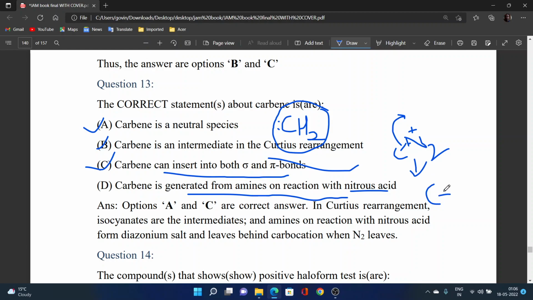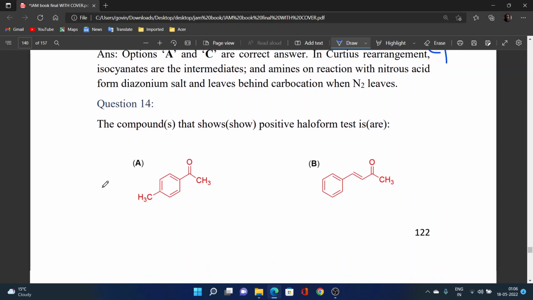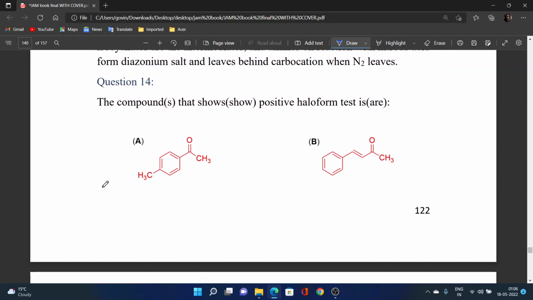So D is also not the right answer. So the answer is A and C. The compounds which show positive haloform test is and are. So haloform test, mostly we do iodoform test, we react with I2 and NaOH.